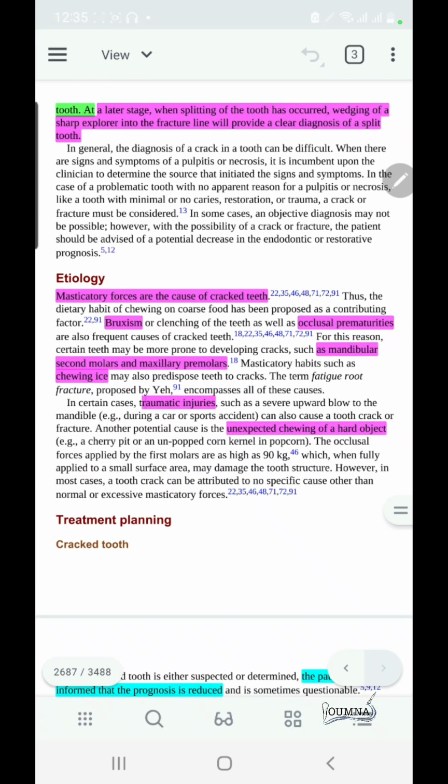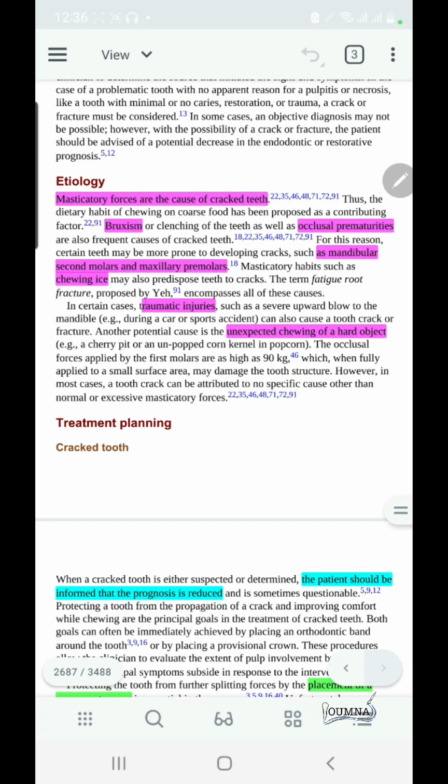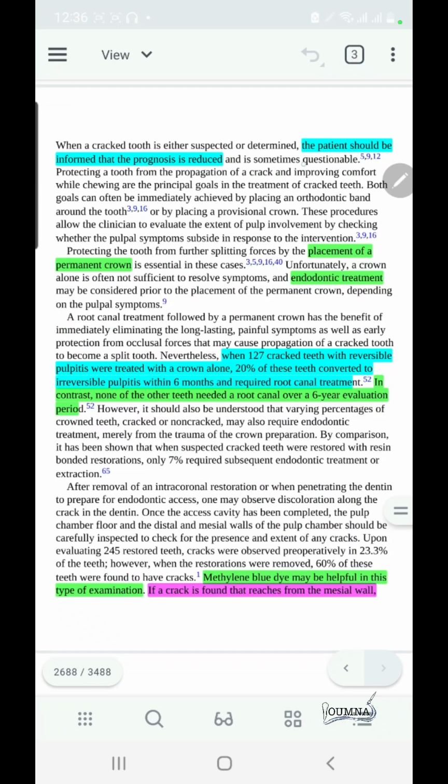It starts coronally and develops apically. The etiology is inappropriate masticatory forces, like parafunction, occlusal prematurities, and traumatic injuries, such as unexpected chewing of hard objects.